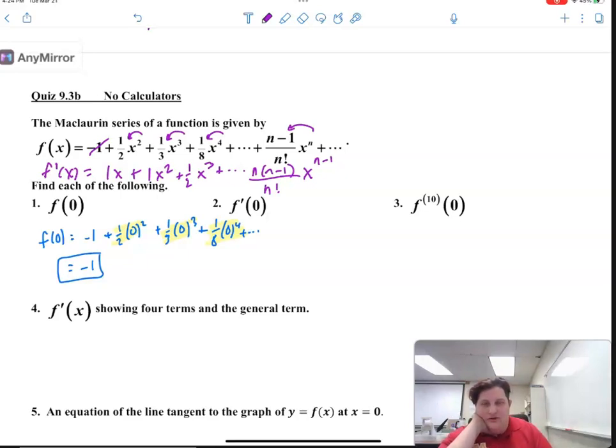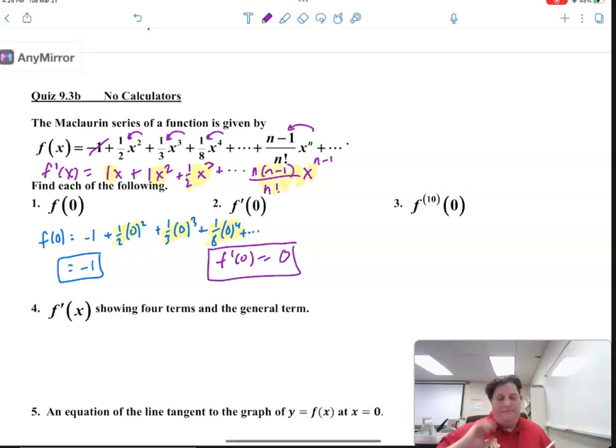So that's my derivative for that. Now, the derivative at 0, well, as I plug in all these terms, 0, 0, 0, they all become 0. So the derivative at 0 is just 0. All right? Now, let's think about the 10th derivative.